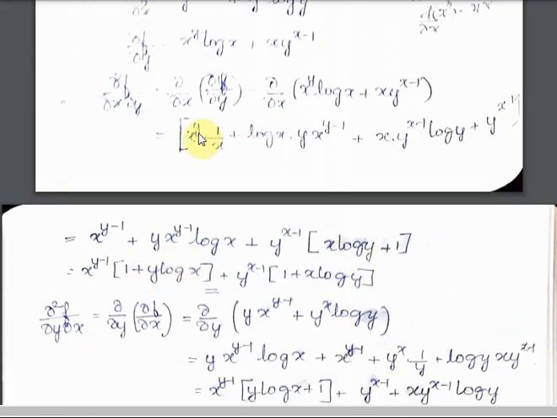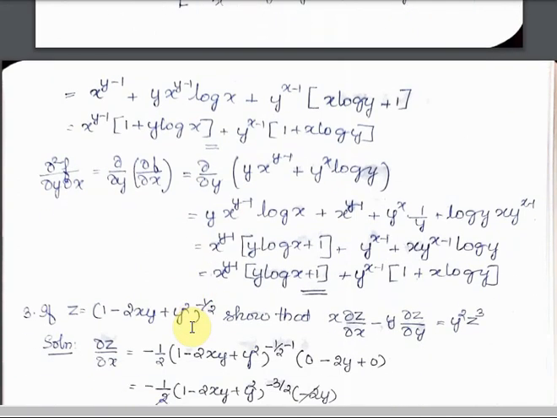What will you do? You will write this as x power y minus 1, and this is kept as it is. This is also kept as it is, keeping y power x minus 1 constant. Here I can take x power y minus 1 constant. Similarly, differentiate the dou f by dou x with respect to y. You're going to get this answer, and you can compare the answer and see that both the mixed derivatives are same.